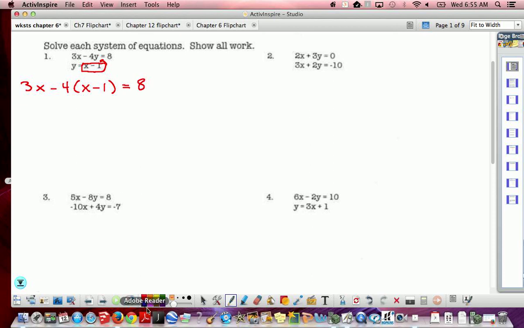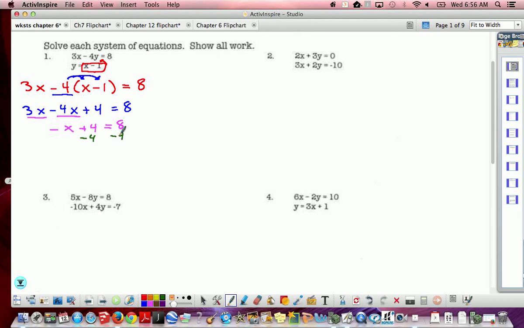Now, once I have done that, I have a single equation with only x's. So now it's just a matter of distributing and simplifying. When you distribute, you have to distribute that sign along with it. So we have 3x minus 4x plus 4 equals 8. Then what you can do is start to combine like terms. So 3x and minus 4x is negative x. Plus 4 equals 8. Then just solve for x.